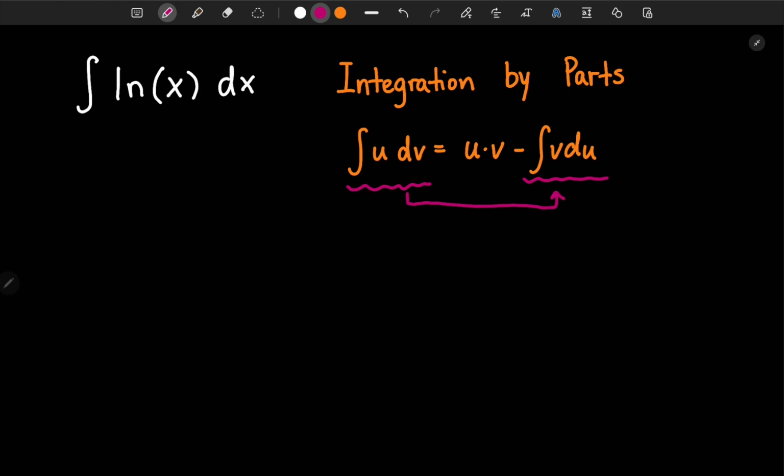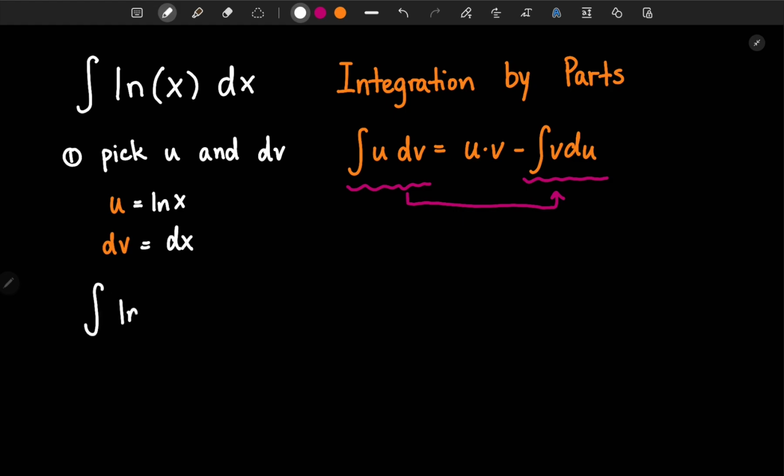Let's see how it works in our case. Our first step is to pick u and dv. Here we're really just setting a u and dv so that we can rewrite our original integral. So let's say our u is equal to ln of x, and our dv is equal to dx.